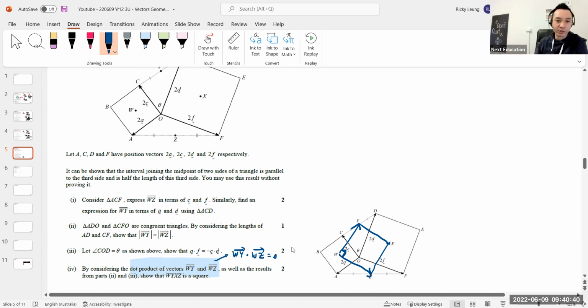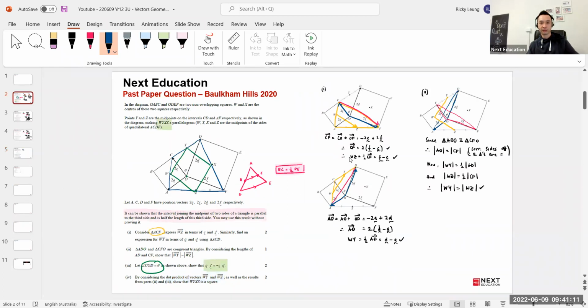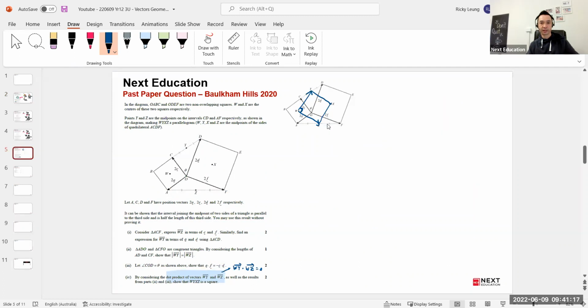So how do I do this? Put everything together. I've got an expression for WY and WZ from part 1. I'm going to use that in terms of A, D, C, and F. I've got some stuff up here, like this expression here, that might be useful. I've got magnitudes, everything might just work out. Let's have a go. Now I need to go back to part 1 and get WZ is F minus C and WY is D minus A. Okay, let's write that down.